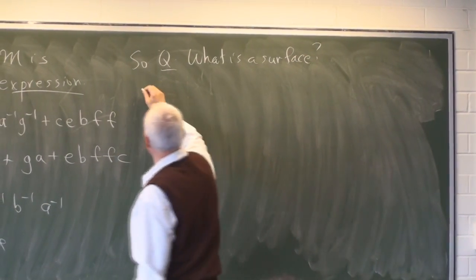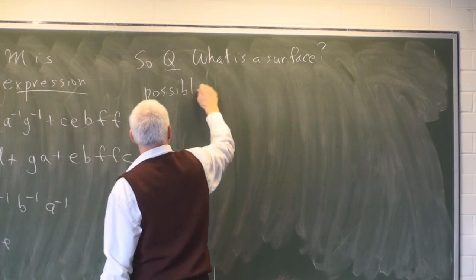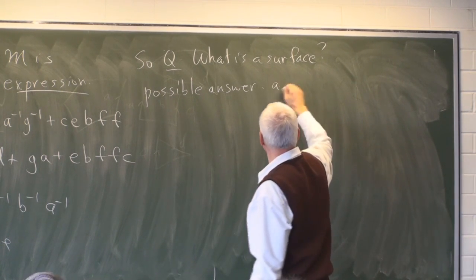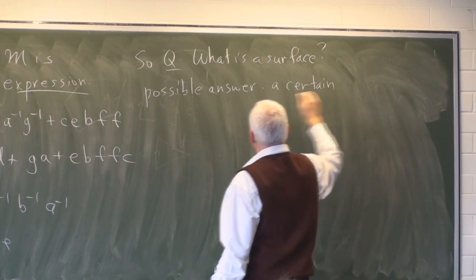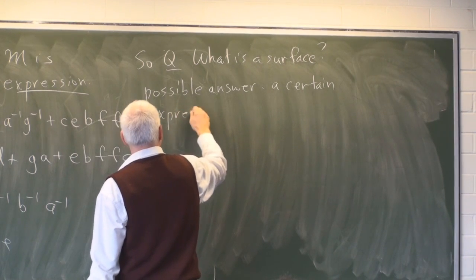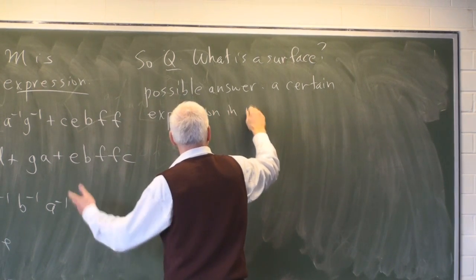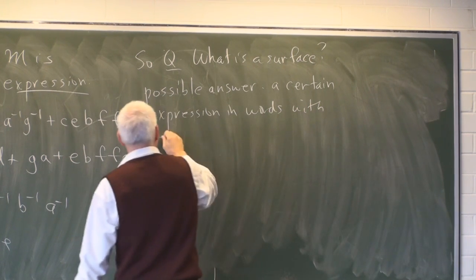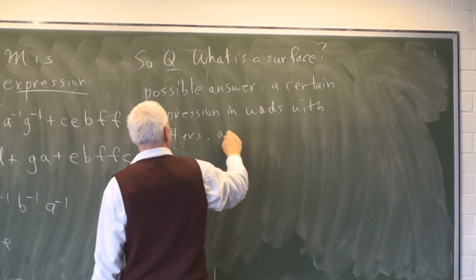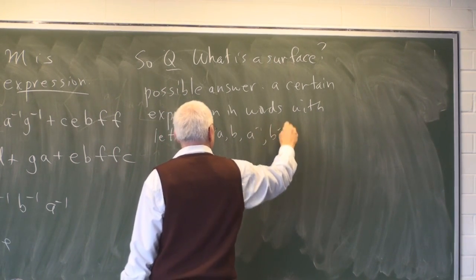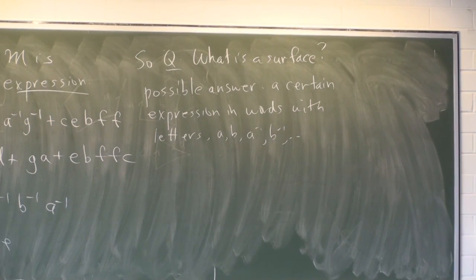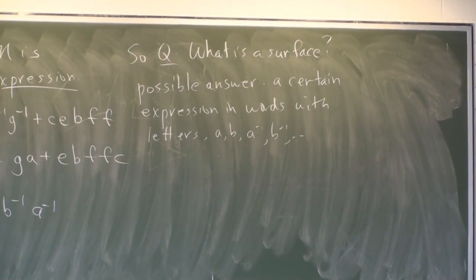So the question is, what is a surface? Could be answered. So a possible answer is a certain expression in words with letters A, B, A inverse, B inverse, and so on. According with certain conditions, like each letter has to appear twice, and we have certain notions of equality.